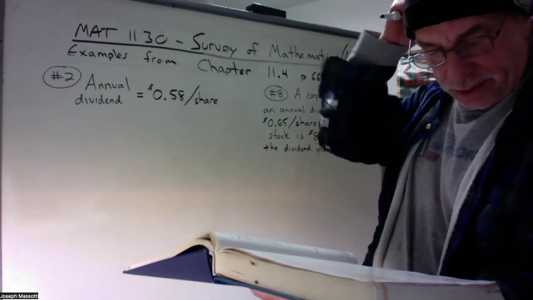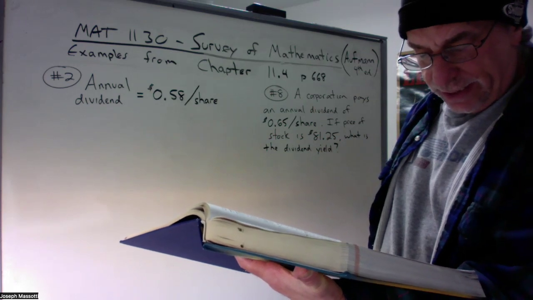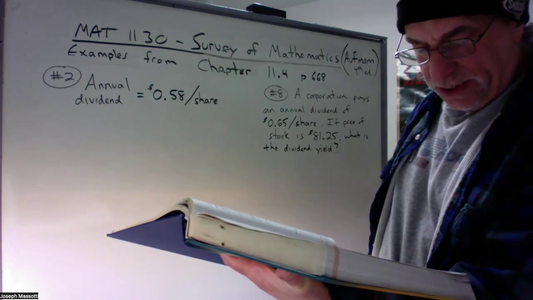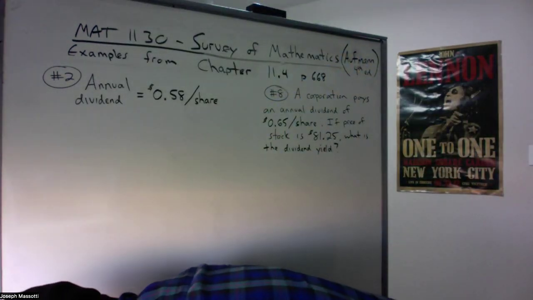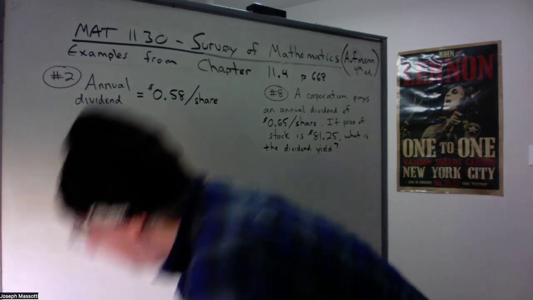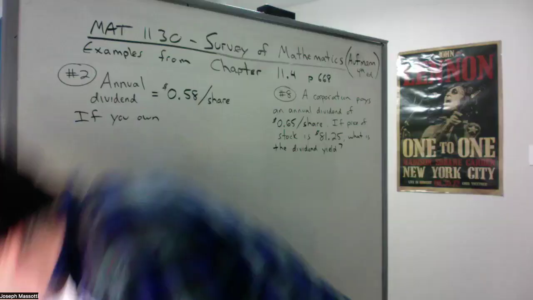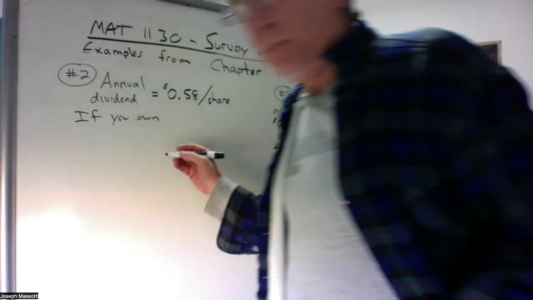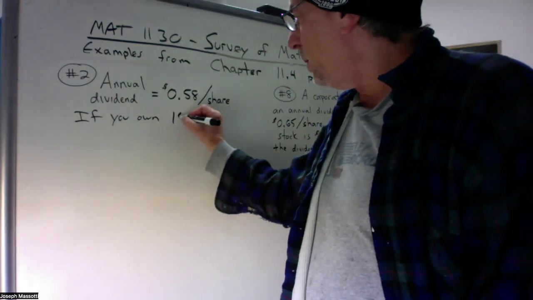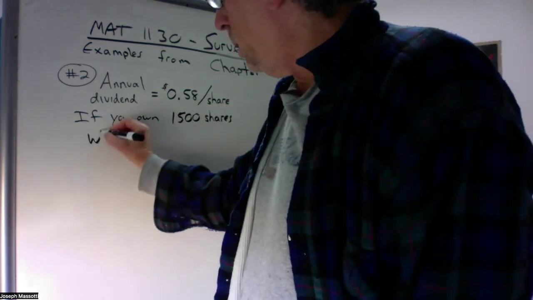So number 2 says, a stock pays an annual dividend of 58 cents per share. Calculate the dividends paid to a shareholder who has 1,500 shares of the stock. So what is the dividends paid? If you own 1,500 shares, what is your dividend?